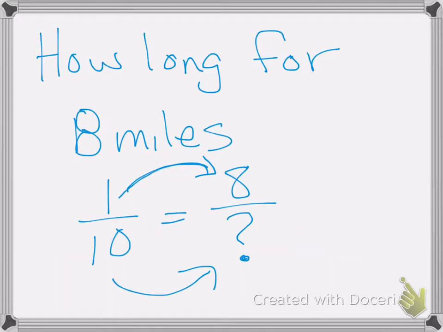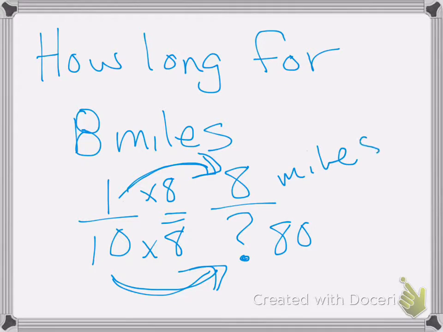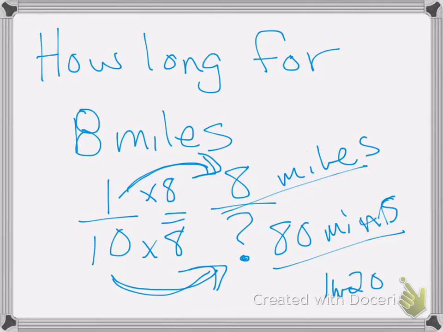How did I go from 1 to 8? Well, I multiplied by 8. So how am I going to go from 10 to this unknown? I'm going to multiply by 8. Now, 8 times 10 is 80. So if you use unit rate, you can find out how many miles you can do, or how many minutes it will take you. Okay? So I can do 8 miles in 80 minutes, which is 1 hour and 20 minutes, if you wanted to convert it to hours and minutes.